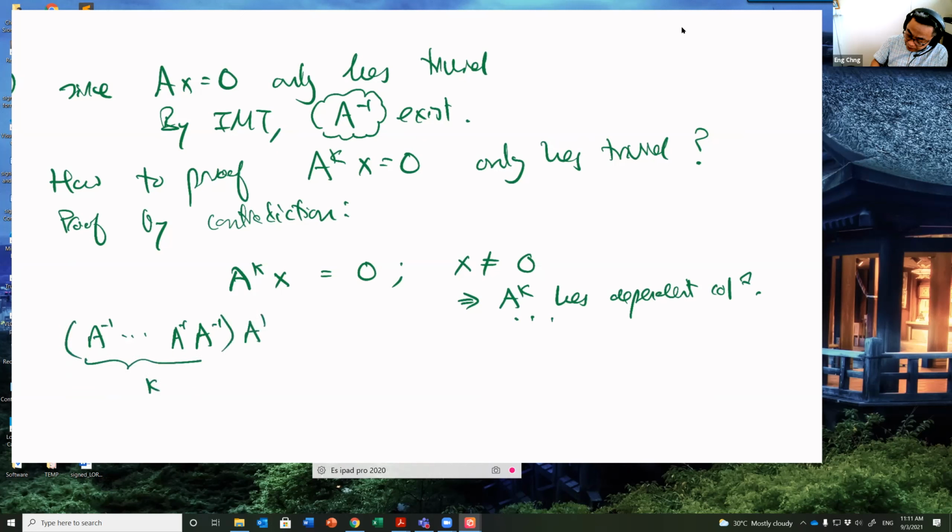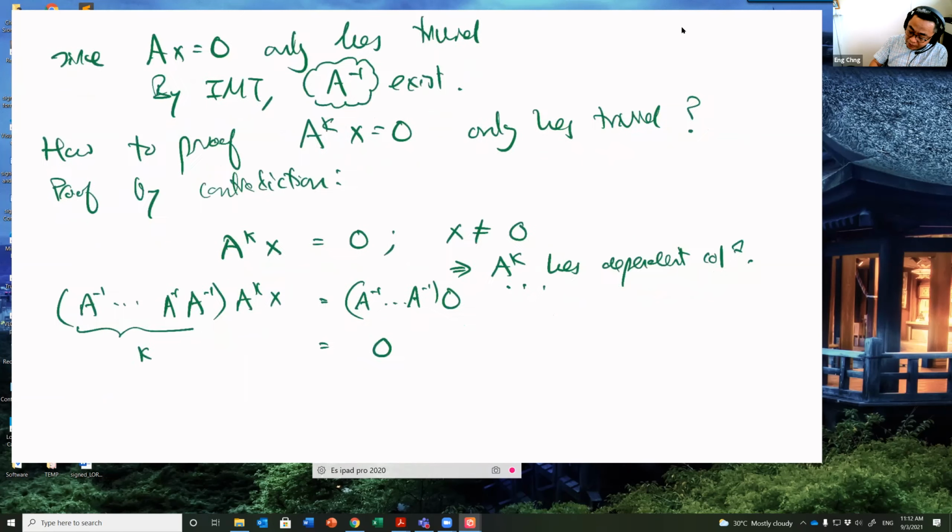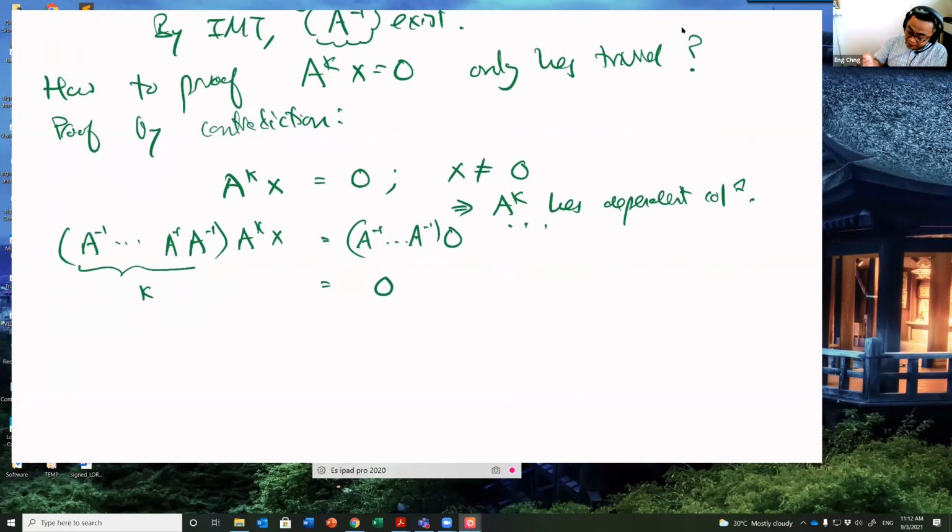Multiply by A^K. If we multiply this on the left-hand side, we must do this on the right-hand side. Multiply by 0: (A^-1)^K times the 0 vector is still the 0 vector. On the left-hand side, (A^-1)^K multiplied by A^K will cancel because they are the inverse of each other. I x equals 0. What is I? I is the identity. What's the dimension of this identity? It is n by n, because we are told that A is n by n. So identity times X equals 0.